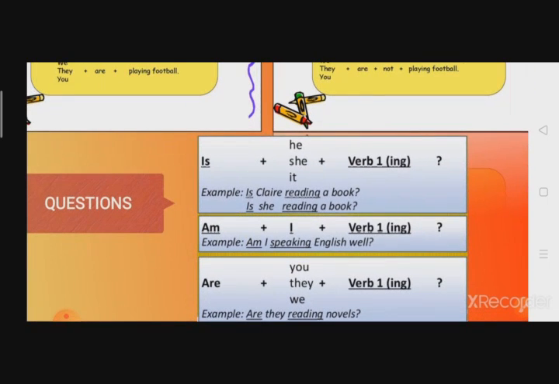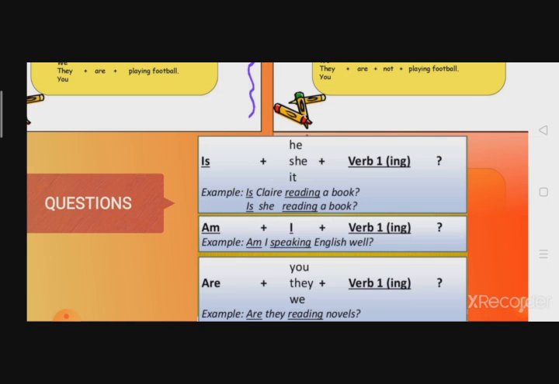For I, we are going to use "am," and so when we are making a question, we bring "am" first. Am I speaking English well? So here you can see "am" is the auxiliary verb, I is the subject, that is first person singular, and speaking is the verb with -ing. Speak plus -ing.